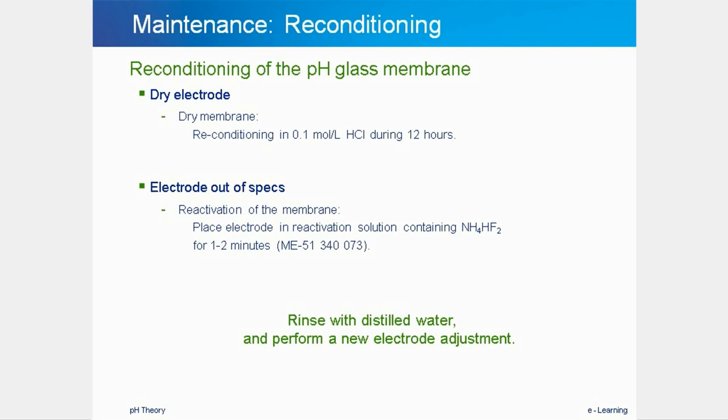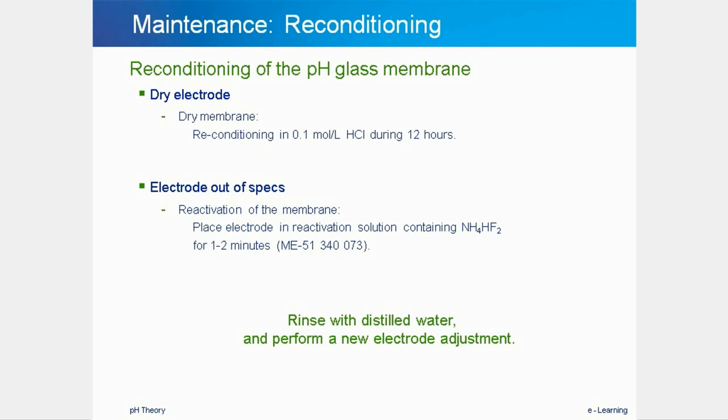If the electrode is still out of the specifications after this, or if it was out of specs without being kept dry, it may also be possible to recondition the membrane with a regeneration solution which can be bought via Mettler Toledo. This solution contains hydrofluoric acid and is very aggressive.